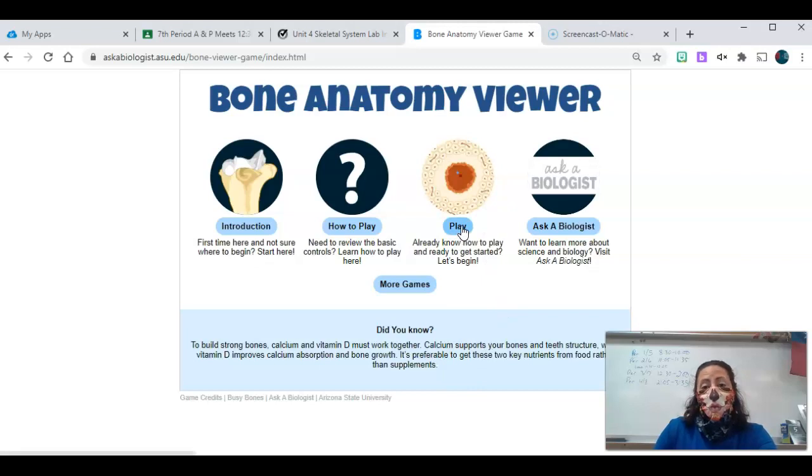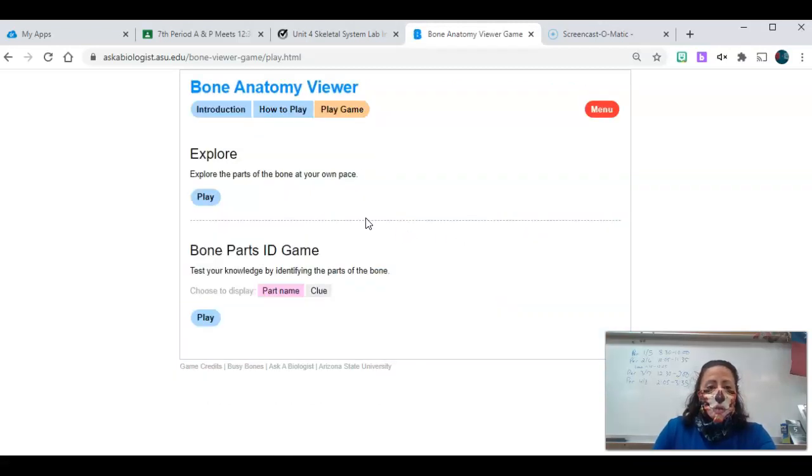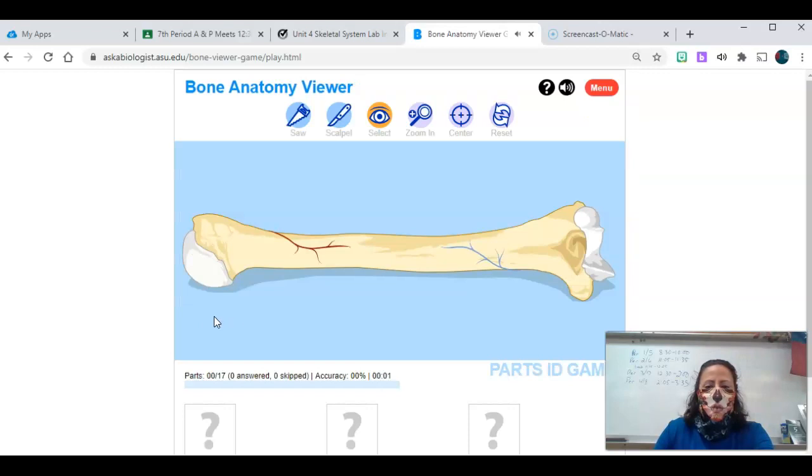So play. I'm going to walk through a game for you, and before you click play, you're going to want to look down here. So test your knowledge by identifying the parts of the bone. You can have the anatomy part name, or the clue, or both. I suggest you do both, just because it helps more to have the name and the clue of what you're identifying. If you want a challenge, you can just do one or none. No, you have to do one, at least, because then that lets you know what you're looking for. And then you can either click play here or play here. I'm just going to click it there.